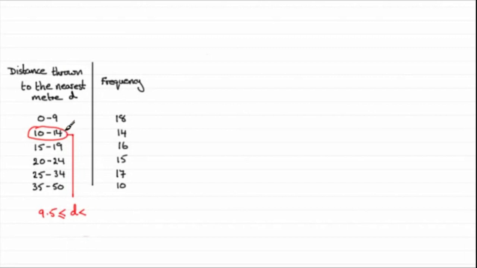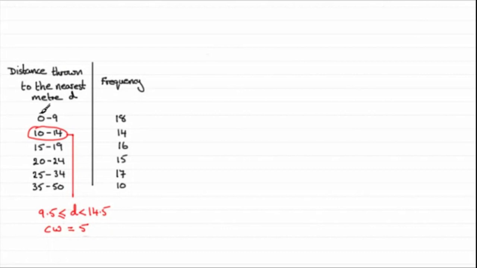And the upper bound, we're going from 14 to 15. If you're measuring to the nearest meter, it must be just less than 14.5 meters. And that means that the class width isn't from 10 to 14, just 4 units. It's actually 9.5 to 14.5. So the class width, we'll call it CW, is going to be 5 units, the difference between those two values. So what's the class width for this one here that says 0 to 9?